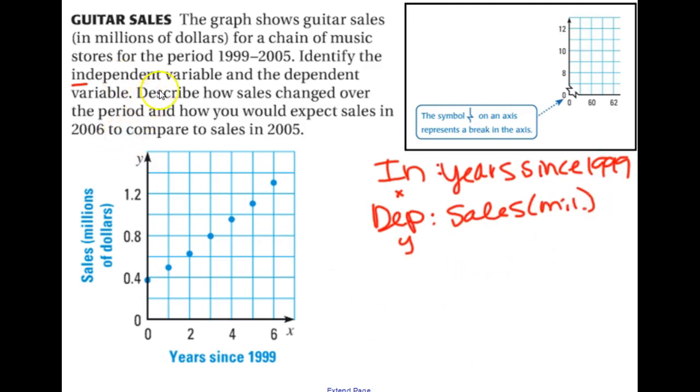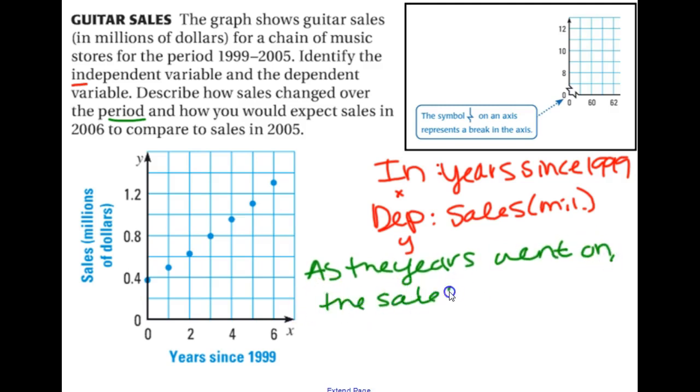Then it says, describe how the sales changed over the period. Okay, let's do that first. What's happening as the years are going on, the sales are going up. Another word for going up might be increased or got larger or they sold more. However you want to describe that. I'm going to say, as the years went on, the sales maybe steadily increased or just increased.